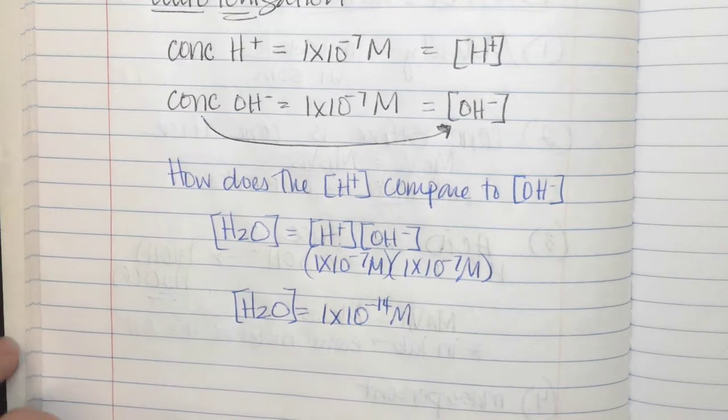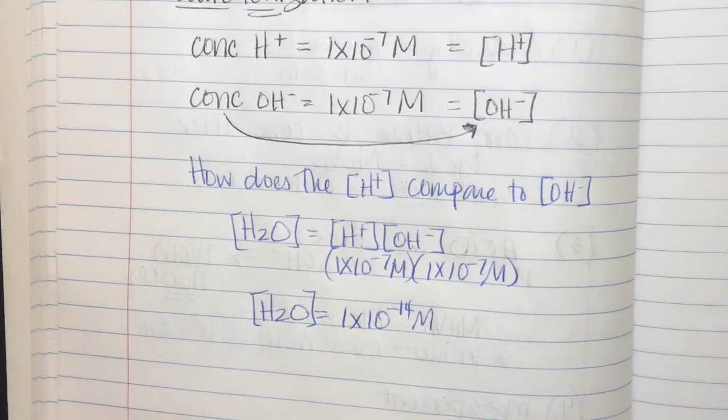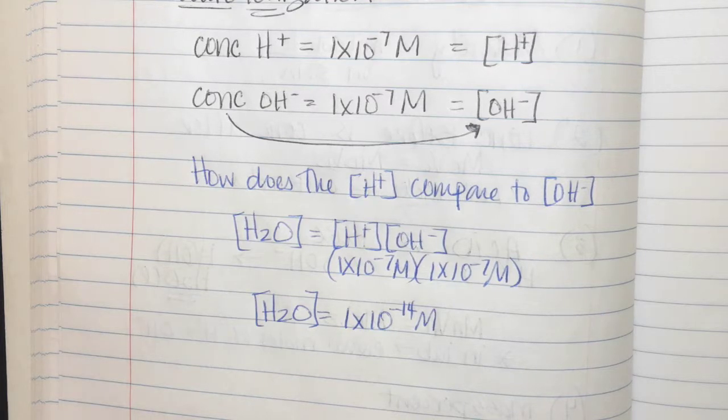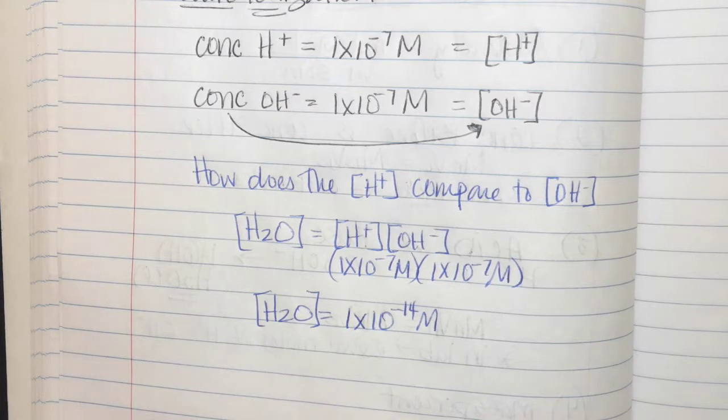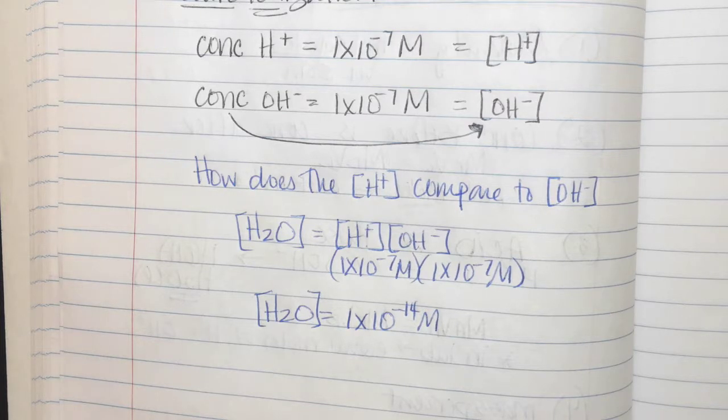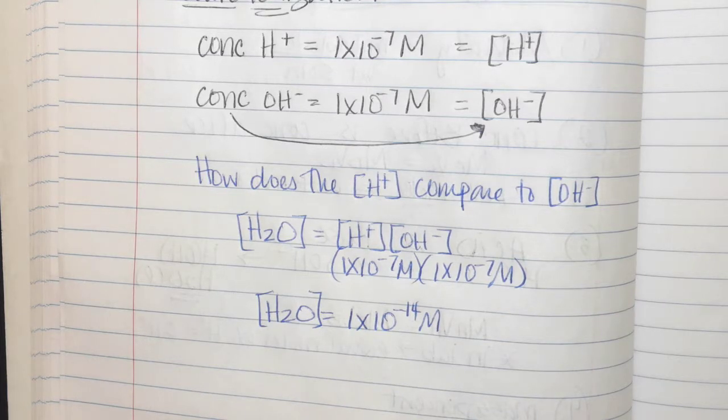All right. So if the concentration of hydrogen is 1 times 10 to the negative 7, and the concentration of hydroxide is 1 times 10 to the negative 7, and they always equal water, then this must be a constant, because the amount of water can't change. Thumbs up if you're like, sure, I'll buy that. Okay. So this is a constant.